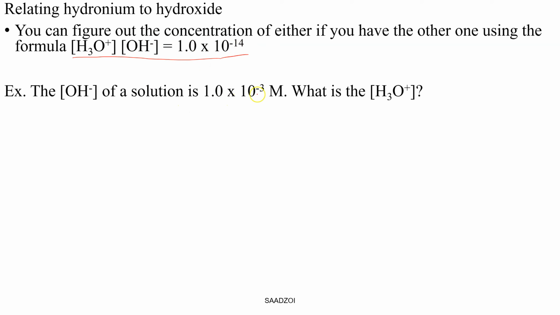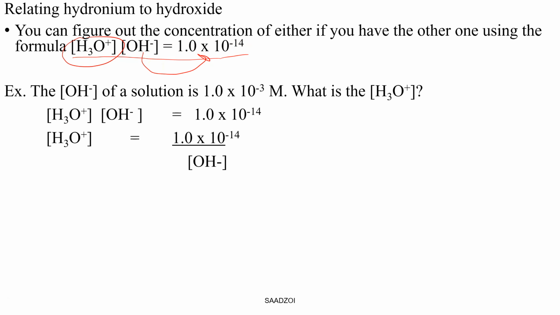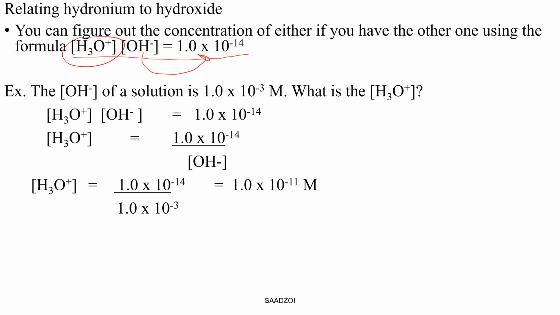Say the hydroxide of a solution is 1 times 10 to negative 3. To figure out hydronium, I'm going to take 10 to negative 14 and divide it by 10 to negative 3. When you do that, you get this, and then plugging in the numbers, you get negative 11. You can do this in your head. Remember, subtract when you're dividing. Negative 14 minus negative 3 gives me 10 to negative 11 molar.